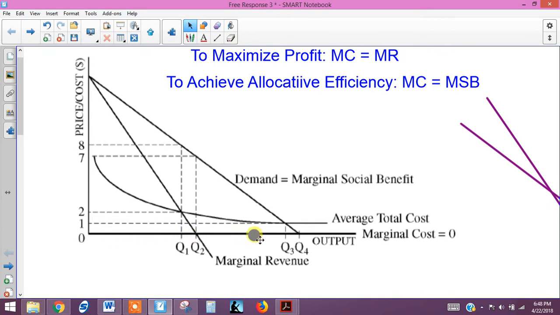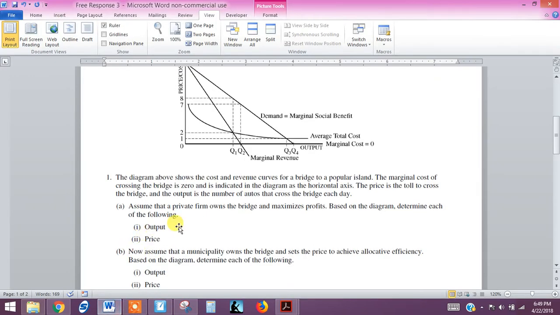It's zero. So in order to see where this firm is going to maximize profit, we want to look where marginal cost equals marginal revenue, which is right here, at an output of Q2. Then we move up from there to the demand curve to find a price of $7. That would be the toll for one car to go across the bridge. So Q2 and $7. All right, that is part A.